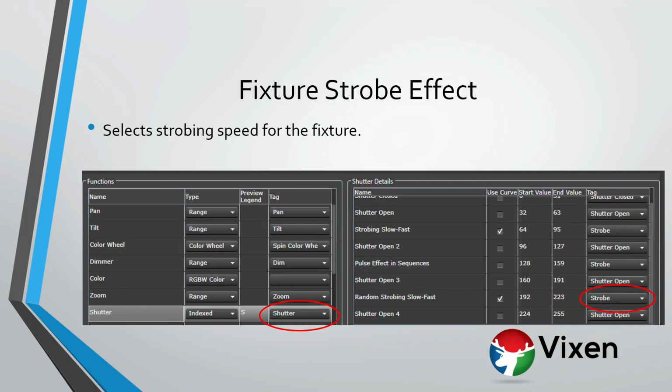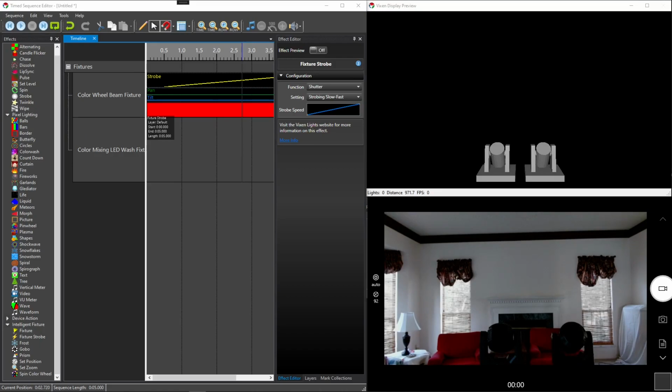The next effect we are going to look at is the Fixture Strobe Effect. This effect selects a strobing speed for the fixture. This effect requires a function with the shutter tag and a shutter index entry with the strobe tag. The Fixture Strobe Effect has two drop-downs.